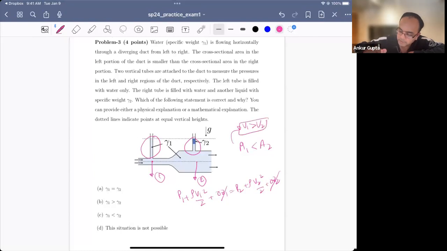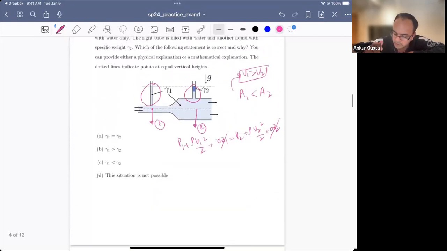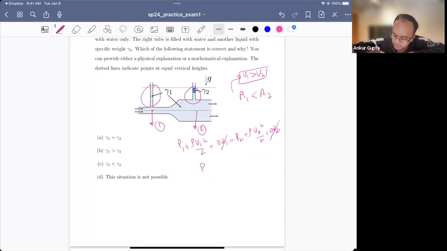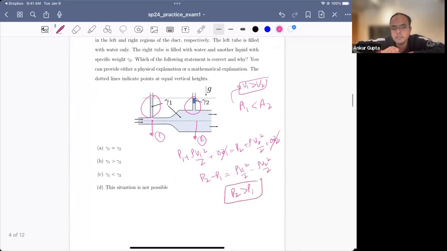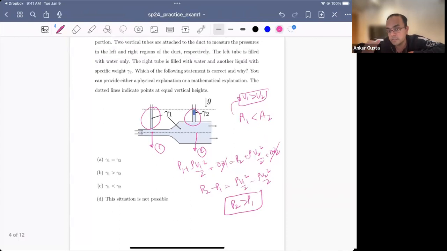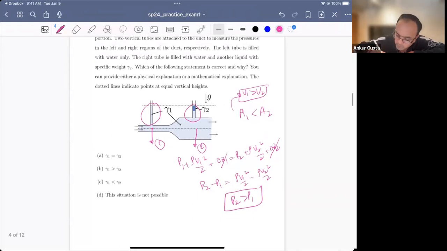And it's not very difficult to see. P2 minus P1 is equal to rho V1 square by 2 minus rho V2 square by 2. And because V1 is greater than V2, P2 is greater than P1. So it's pretty simple to see that when you're diverging, and this is something we have discussed in class, in one inlet, one outlet, when something is diverging, we expect the pressure to be higher at point 2 here, right? So we expect the pressure to be higher at point 2.